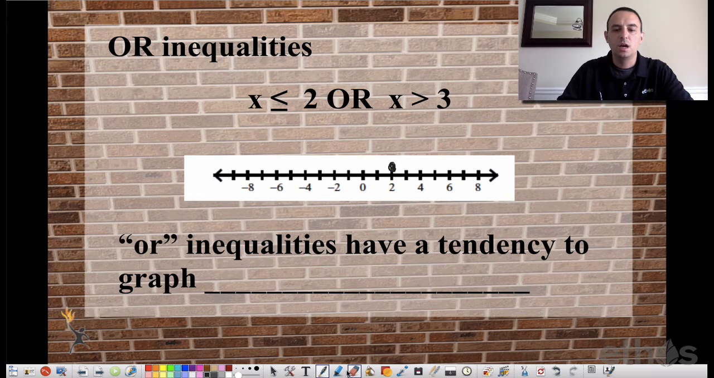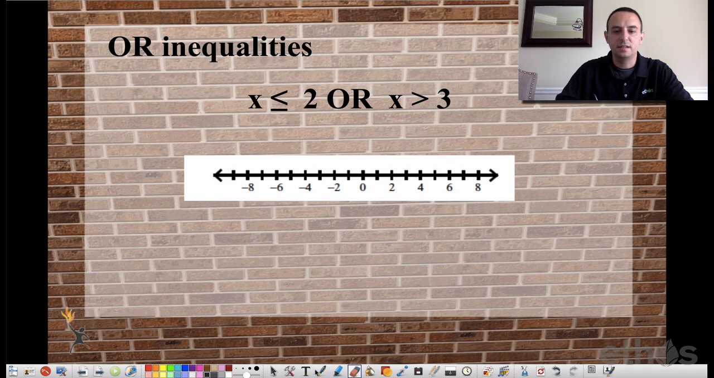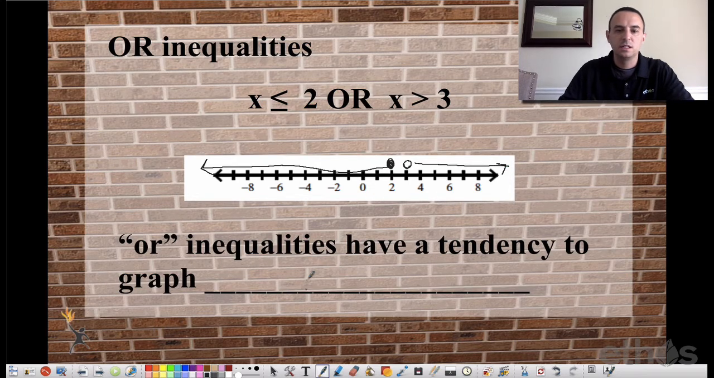Oh, I read that wrong. X is less than, I apologize, less than 2. So less than 2 means we're going to have a line going this direction. And now we have x is greater than 3 with an open circle. This is really the idea behind it. And you can see they have a tendency to graph apart or separate.